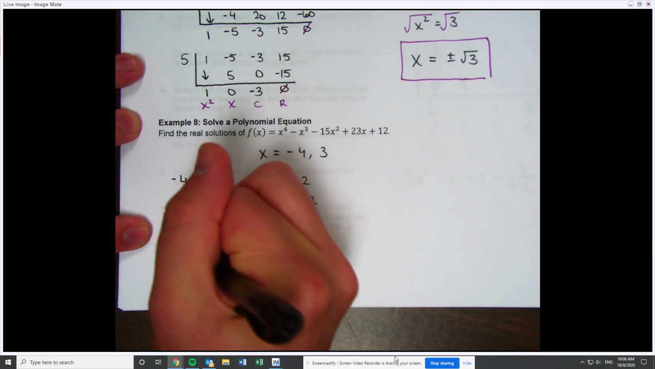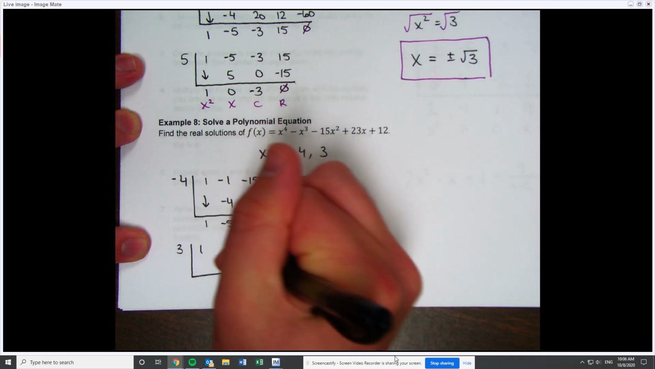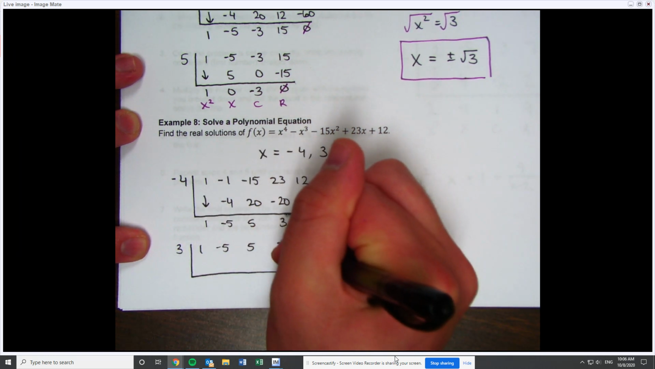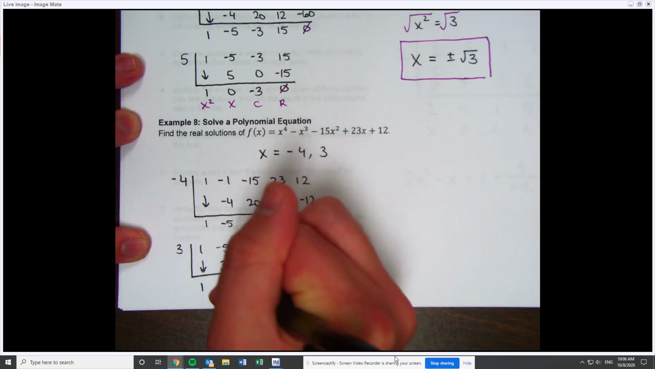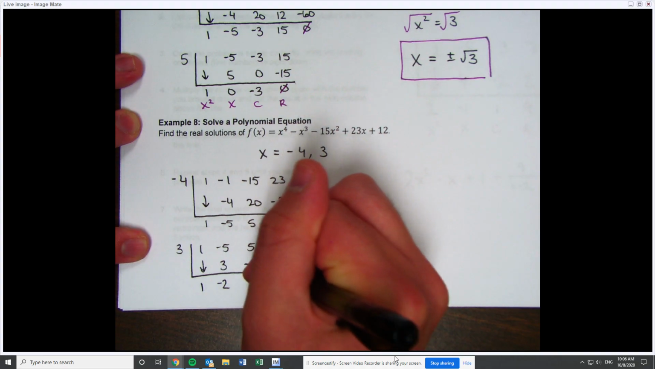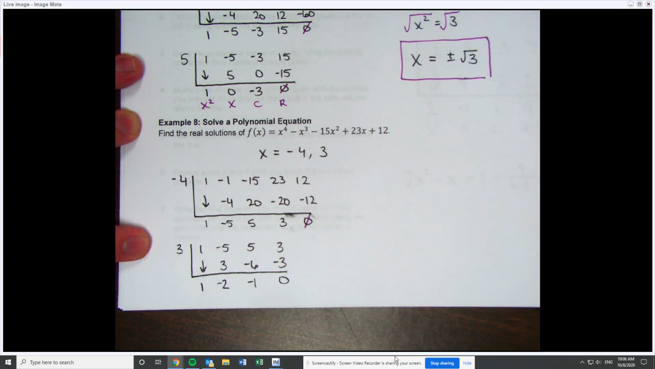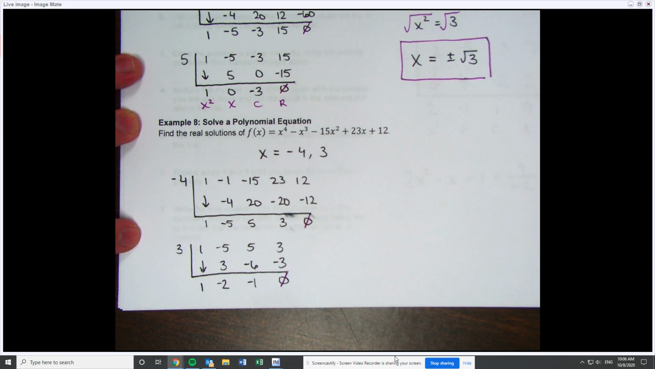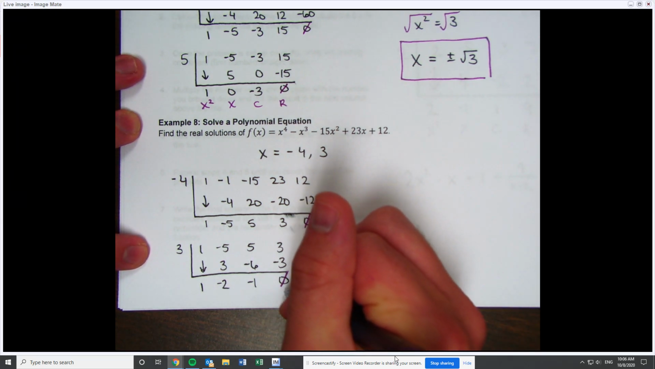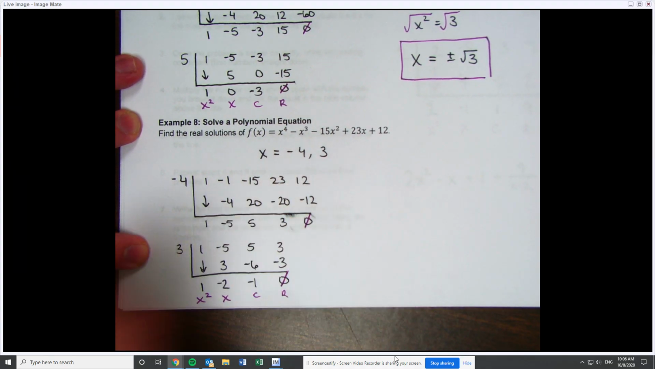Now for my next one, I have 3 on the outside. Using my numbers, 1, -5, 5, and 3. That's 1. That's going to be 3, -2, -6, -1, -3, and 0. Got it. Perfect. Now I'm out of zeros to use. So at this point, I can do r, c, x, x squared.